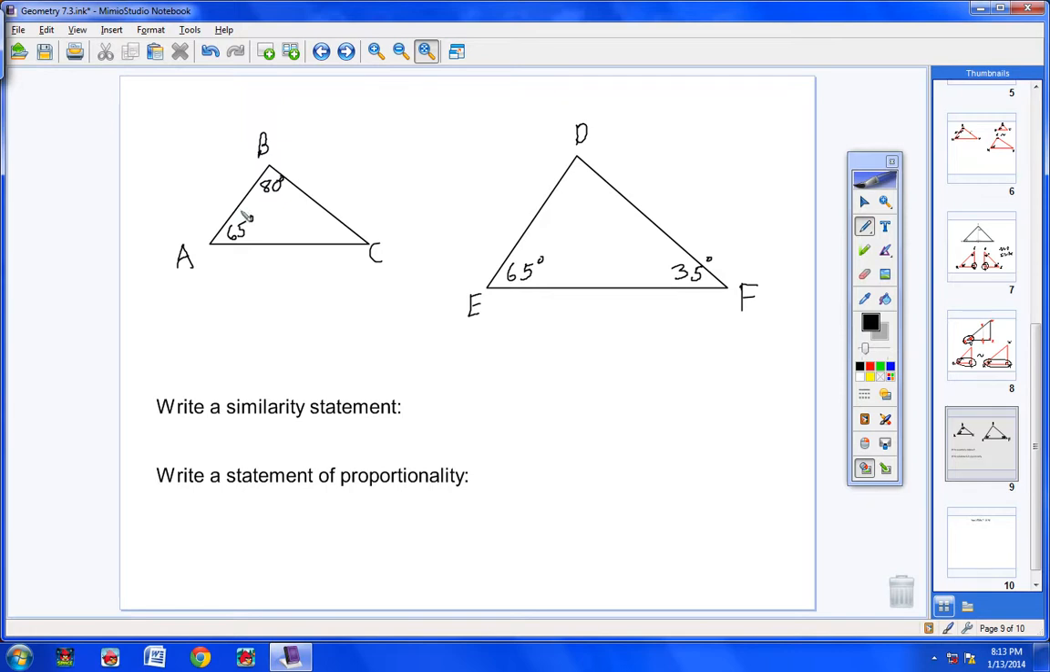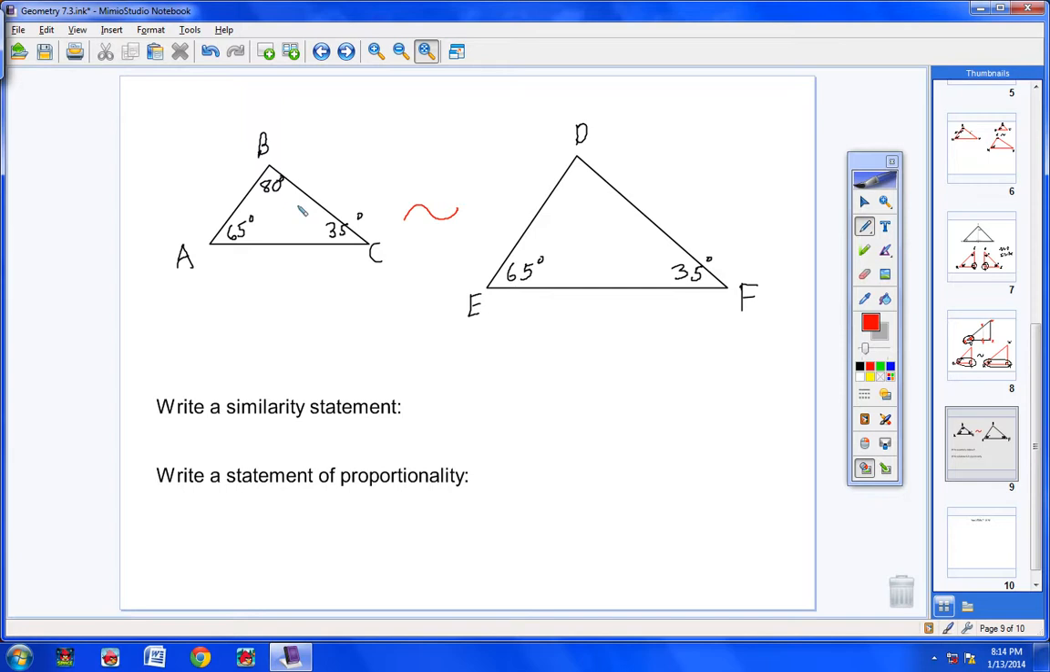Well, let's see. I have 65 and 80 right here. Over here I have 65 and 35. So I'm very quickly going to find this angle right here. 65 plus 80 is 145. And so this angle right here has to be 35 degrees. And as soon as I see that, I realize, hey, I have similar triangles because these two angles right here are 65 and 35, and these two angles right here are 65 and 35. So anytime you have two angles in one triangle congruent to two angles in another triangle, then you know the two triangles are what? They're similar. So yes, I know these two triangles are similar.